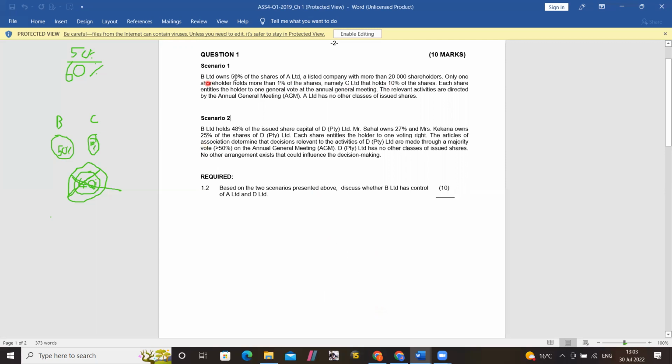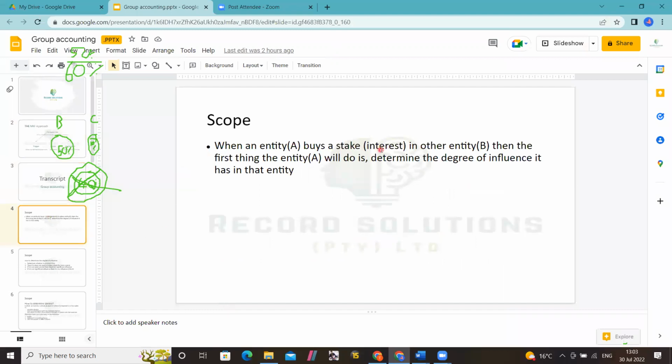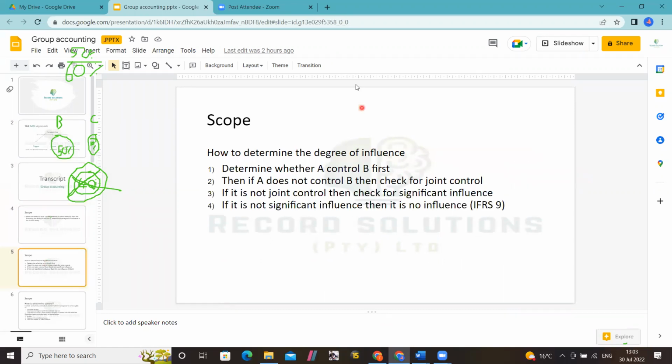We said we determine firstly the level of influence. Do you remember the slide that we started with? We said when an entity buys a stake in another entity, the first thing that entity A will do is determine the degree of influence it has. And how do you determine the degree of influence? Firstly, by determining whether control exists, right?